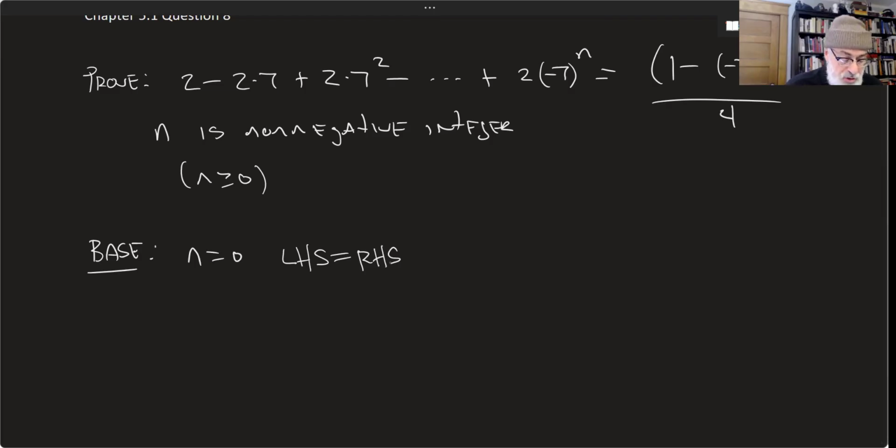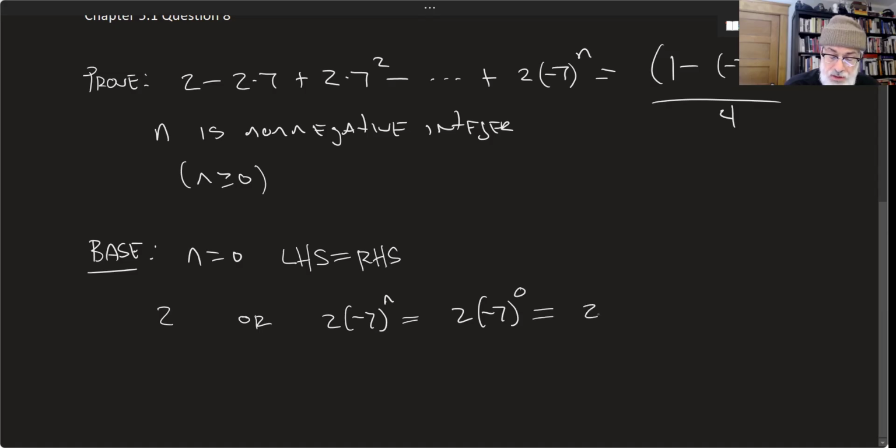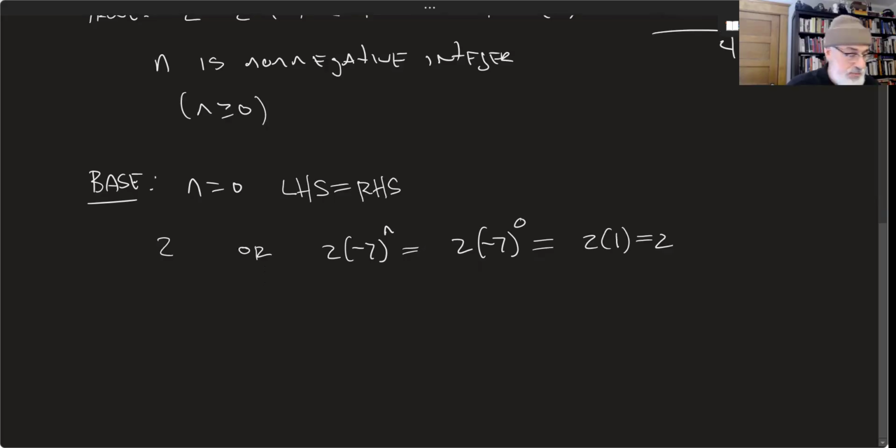So the first term is 2, so we can just think of the left-hand side as being 2. Or we have this 2 times negative 7 to the n, which determines each of the terms, and we can just look at negative 7 raised to 0. Anything raised to 0 is 1, so this is 2. So you can look at it as the first term, or you could look at the formula in the left-hand side summation.